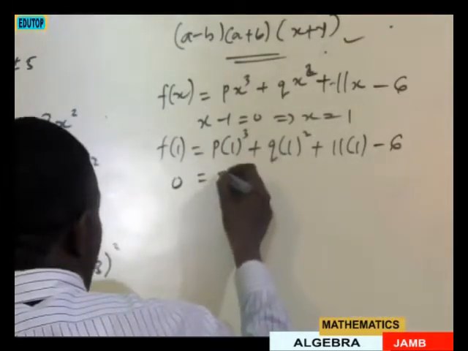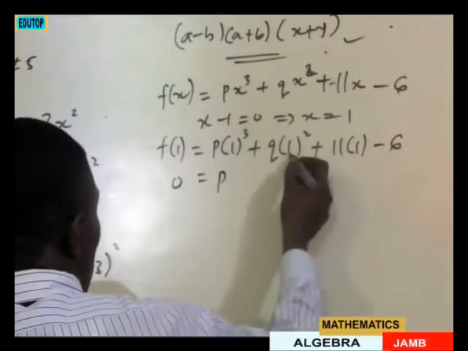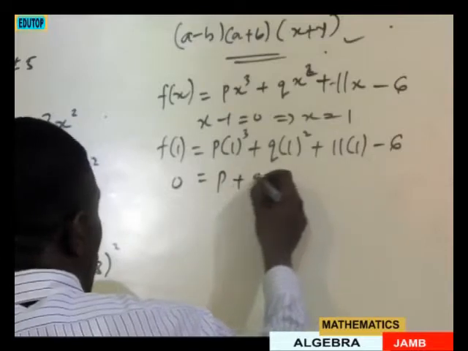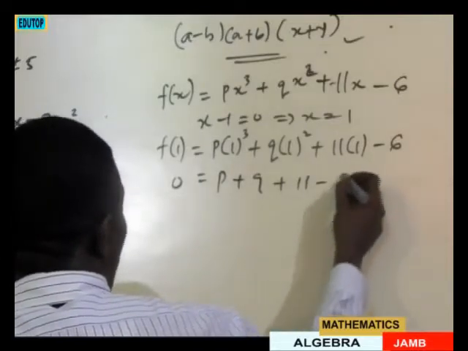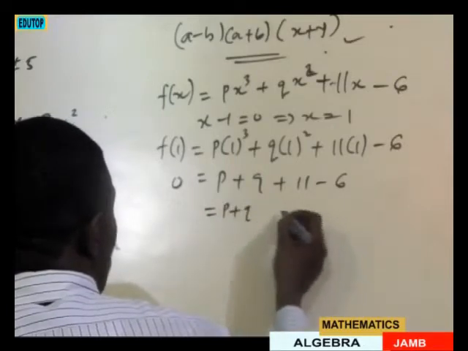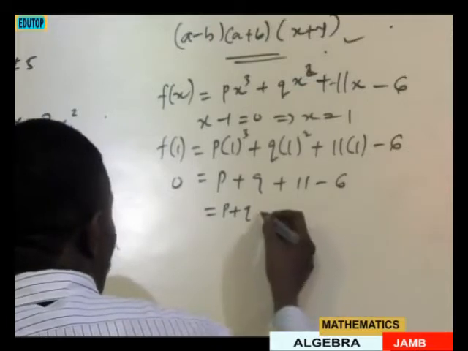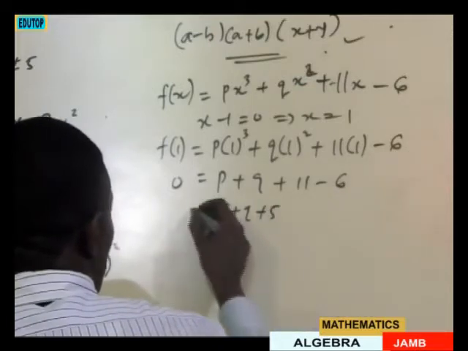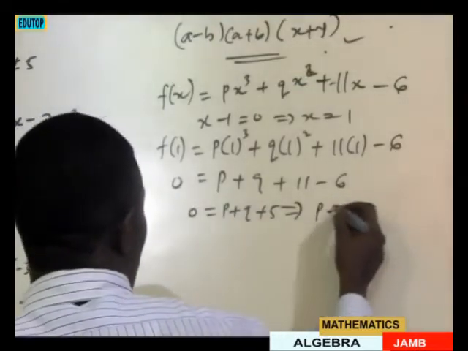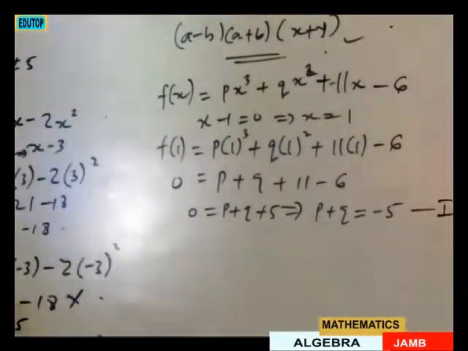So it will be p, because 1 times 1 times 1 is 1. 1 times p. 1 squared is 1, 1 times q, plus 11 minus 6. So at the end of the day, I will have p plus q, and 11 minus 6 is plus 5, equals to 0. Which implies that p plus q equals to minus 5. I can call this equation 1.